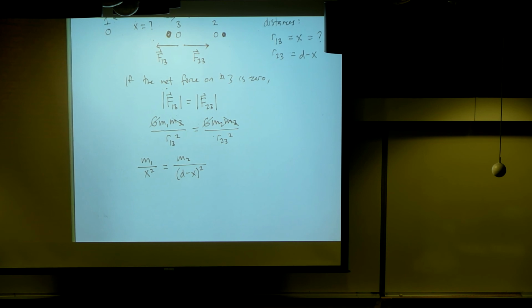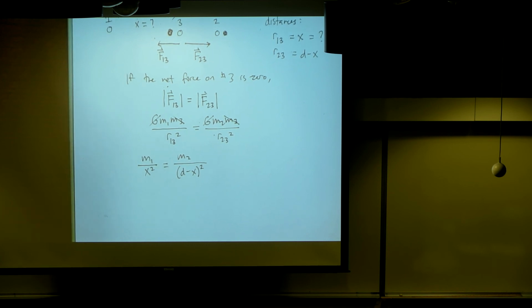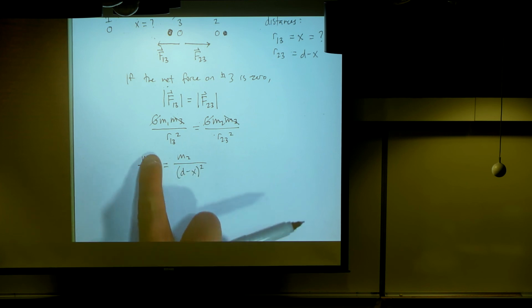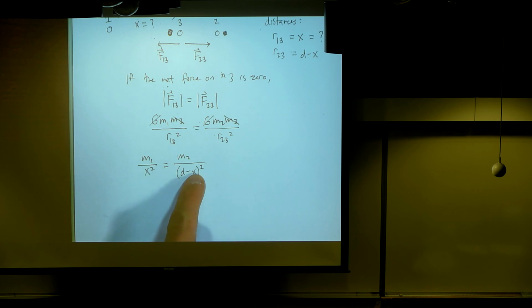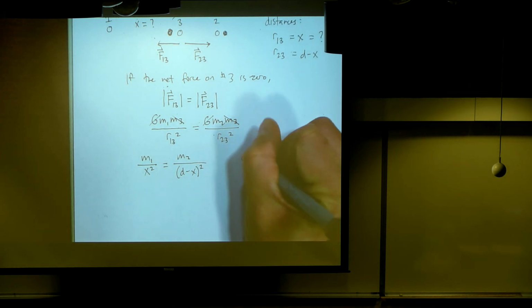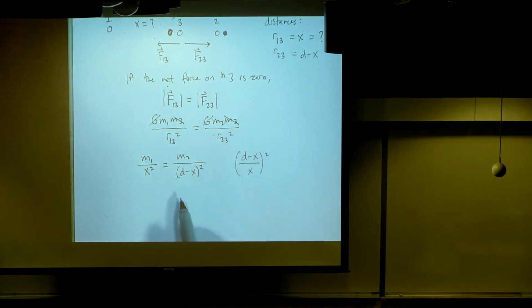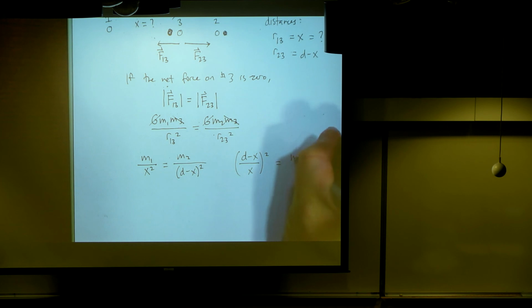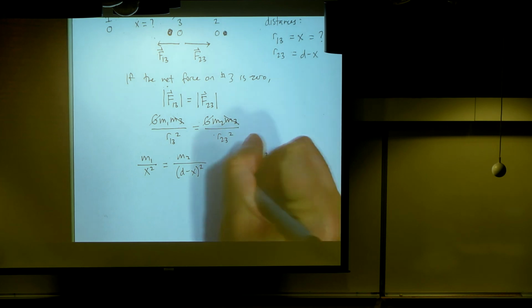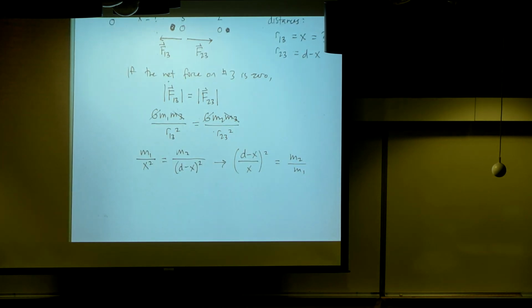So here's what we're going to do. I'm going to cross multiply d minus x squared to put it on top over here. Then I'm going to divide M1, put it on the bottom over here. So we'll have d minus x over x all squared equals m2 over m1. Everyone cool with how I did that?